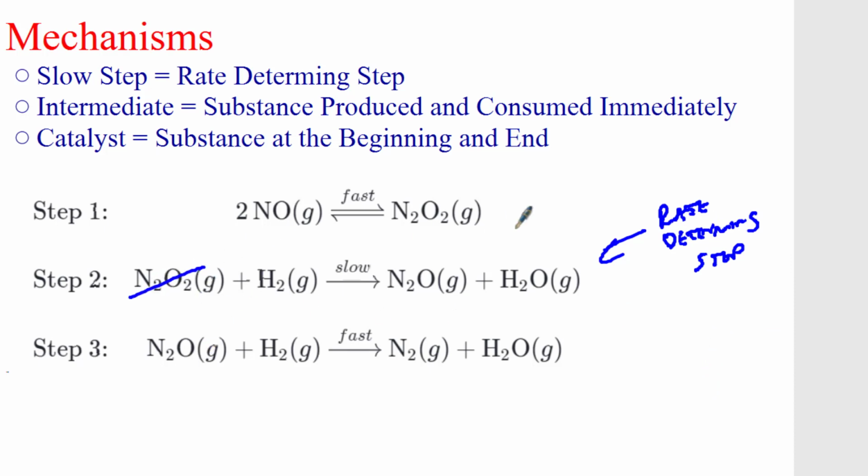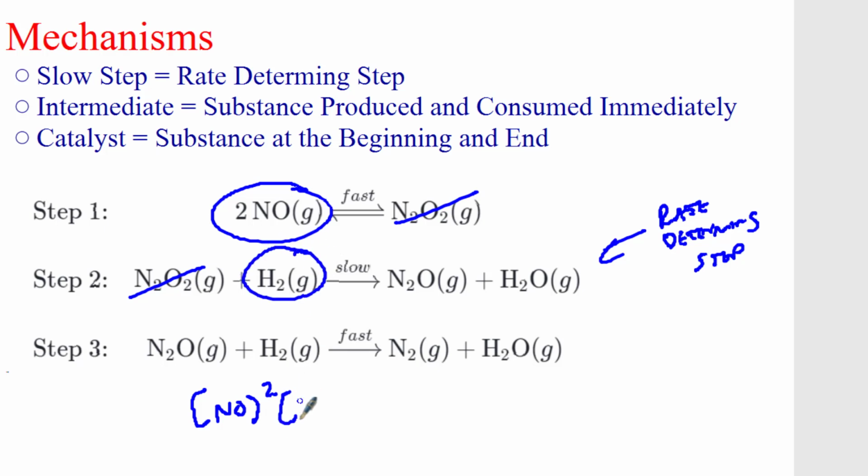And think of it, we have an intermediate right there, N2O2. How many moles of NO do we need to break? We need to break 2 moles of NO, so it's second order with respect to the NO, first order with respect to the H2, and here we have our rate law. Rate equals K times NO squared. Why is it squared? Because it depends on 2 moles of the NO. It's second order with respect to the NO, and it also depends on the H2. It's first order with respect to the H2.